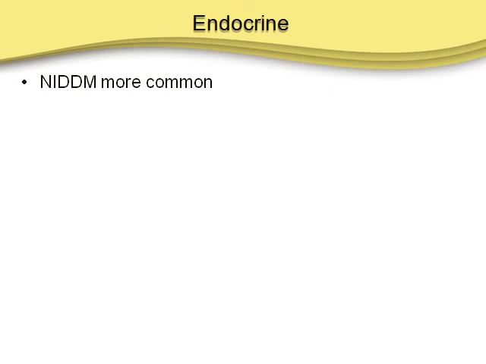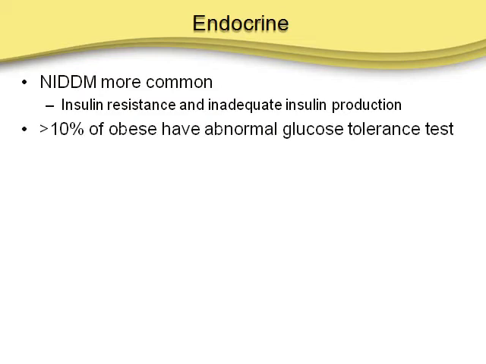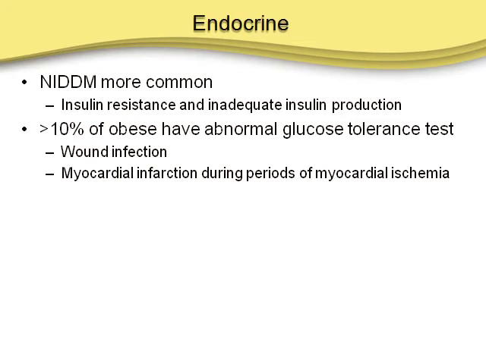Non-insulin dependent diabetes and its associated microvascular and macrovascular changes, which is caused by insulin resistance and inadequate insulin production, is much more common in the obese. More than 10% of obese patients have an abnormal glucose tolerance test, which predisposes them to wound infection and an increased risk of myocardial infarction during periods of myocardial ischemia. Exogenous insulin may be required perioperatively, even in obese patients with type 2 diabetes, to oppose the catabolic response to surgery. Adult-onset diabetes occurs 7 times more frequently in obese than in non-obese patients.